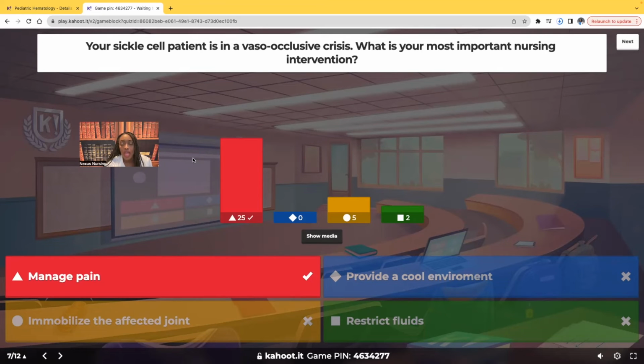And then we know, I can't believe 2 of you guys still chose restricting fluid after I said a million times, we want that patient being hydrated. We're going to push fluids on that patient. We want IV fluids, lots of fluids. We want them to be hydrated. So the correct answer is pain management. I think the 2 people who chose restrict fluids, you just saw fluids and you chose it as your answer.